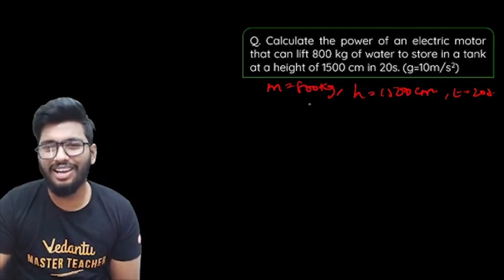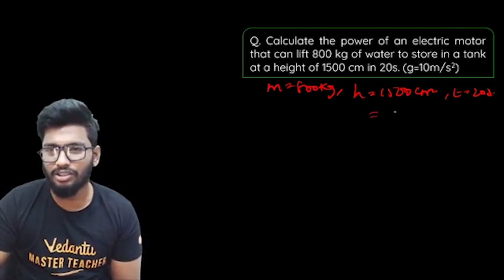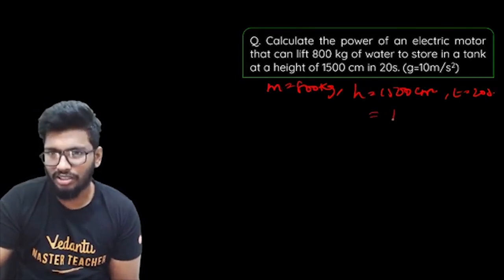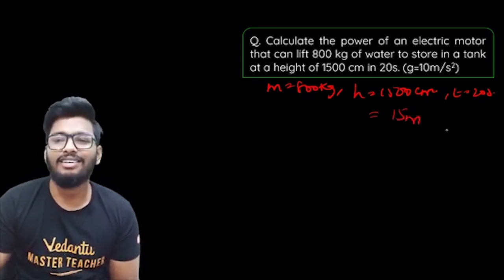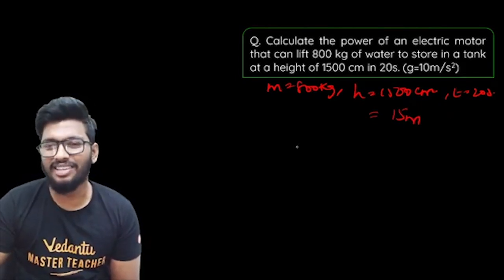Alright, first of all, guys, convert the units. First of all, height, convert this to meters. So 1 meter is equal to 100 centimeters. So that's 15 meters. Time taken, let's keep it like that itself.